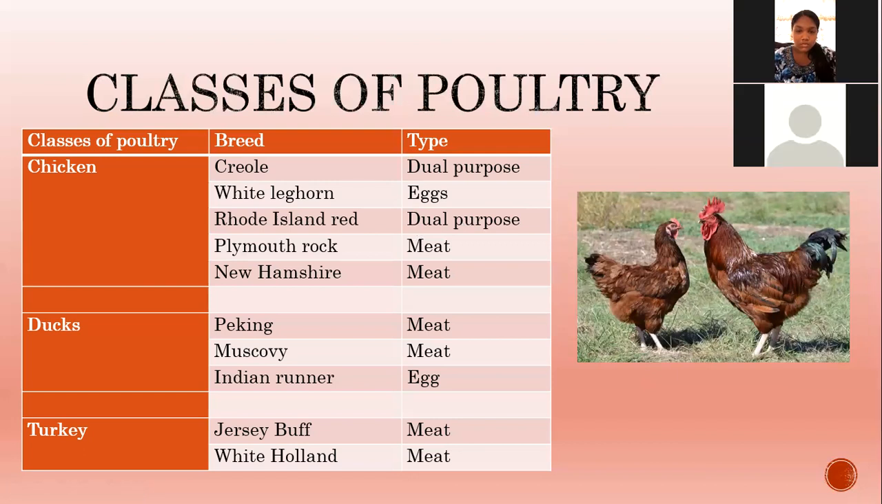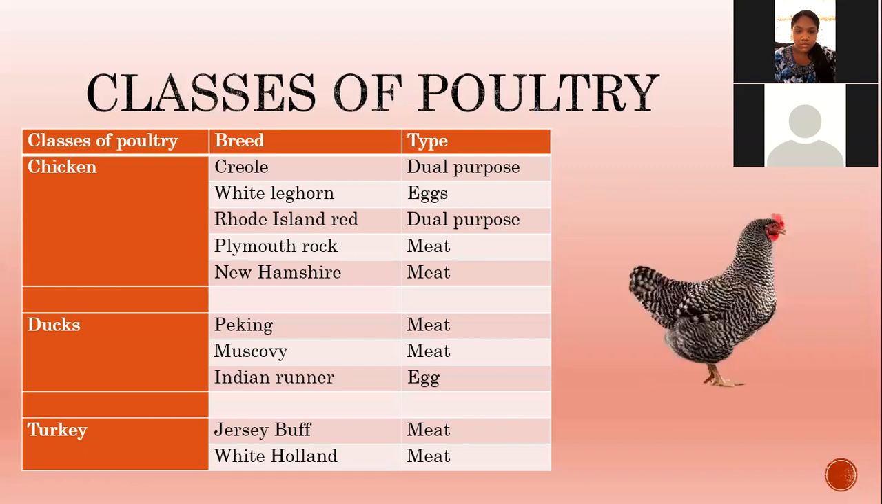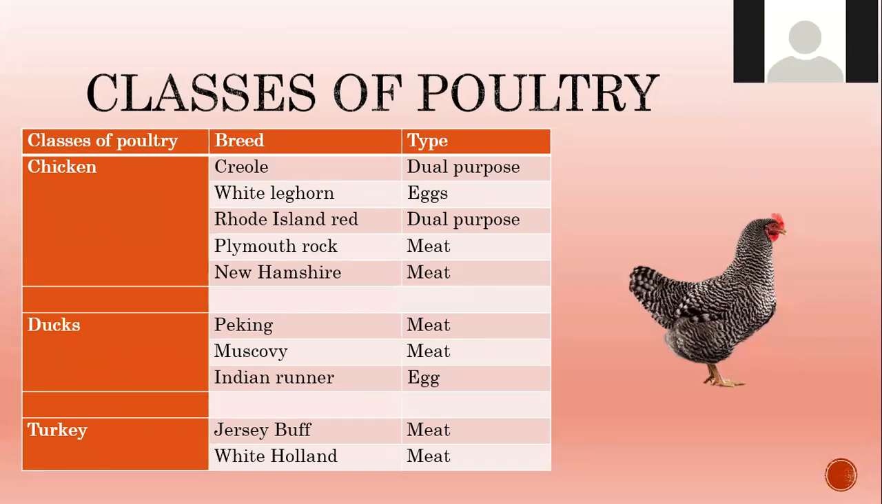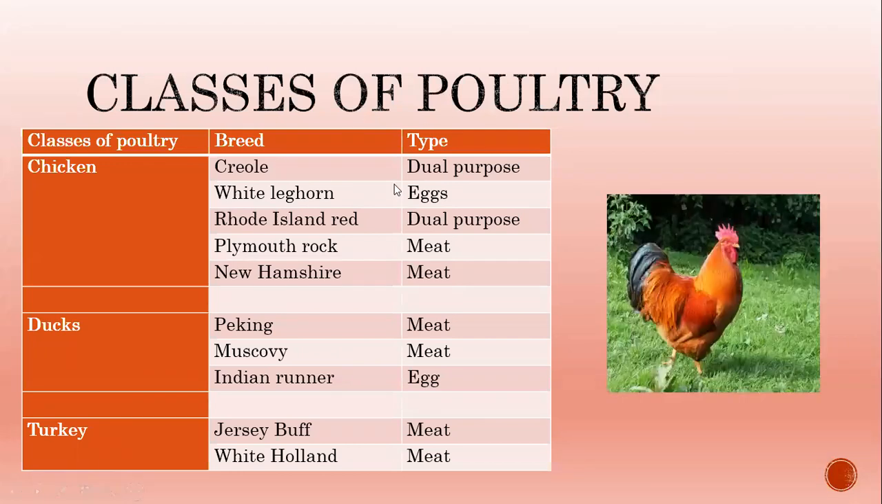We have the Plymouth Rock. They are used for meat. That's the Plymouth Rock. That's how it looks like. You may be familiar with some of these, but you may not know what the names were. So after today's lesson, you should be able to identify these within your yard if you're rearing these chicken or in your community. And then we have New Hampshire. These are raised mainly for their meat.